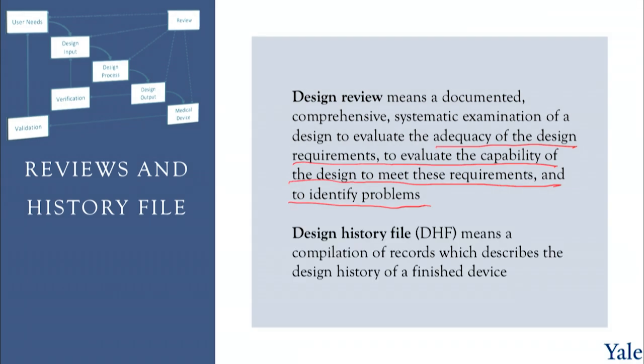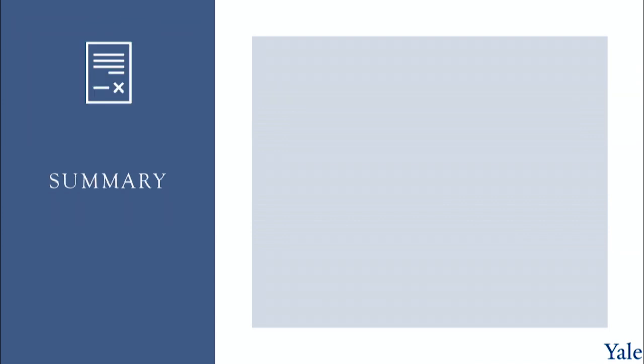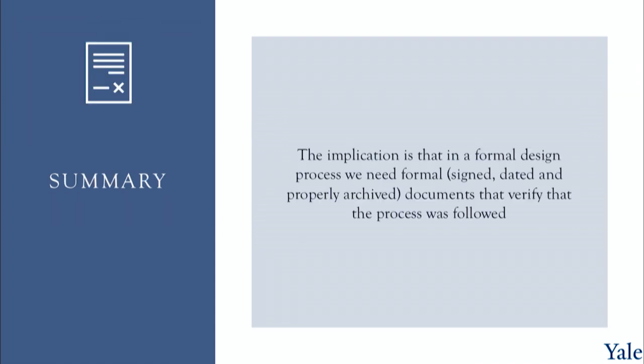And finally, there's something called the design history file, and this is the compilation of records which describe the design history of a finished device. So this is what will be inspected at the end of the story. So to summarize the process of this quality system regulation, the implication here is that in a formal design process, we need formal, signed, dated, and properly archived documents that verify that the process was followed. And you'll hear the adage in the medical world, if it wasn't documented, it never happened. So this is what we're looking at here.